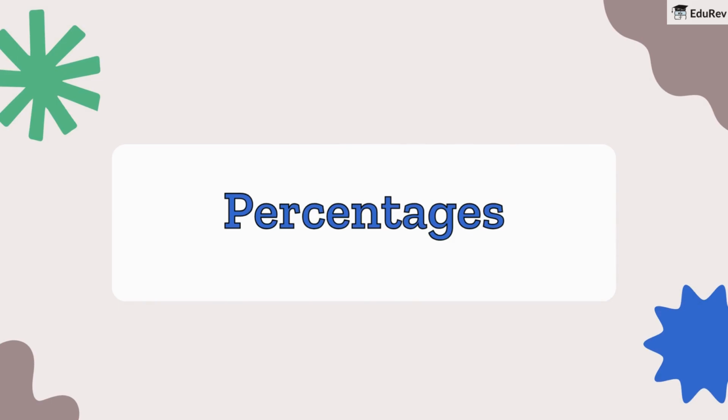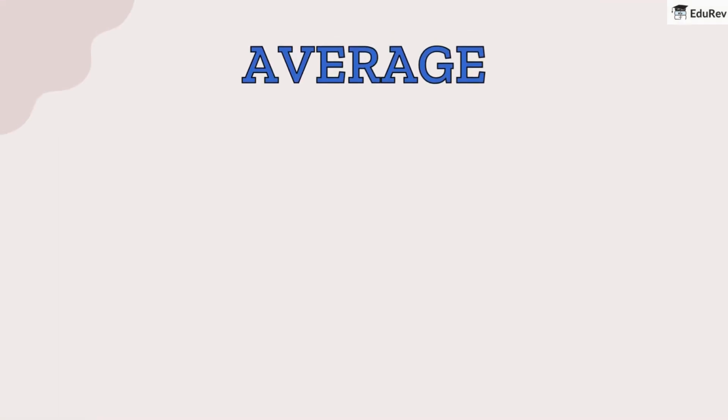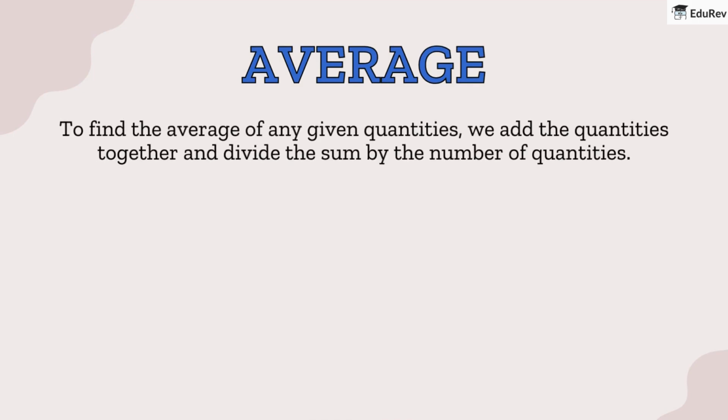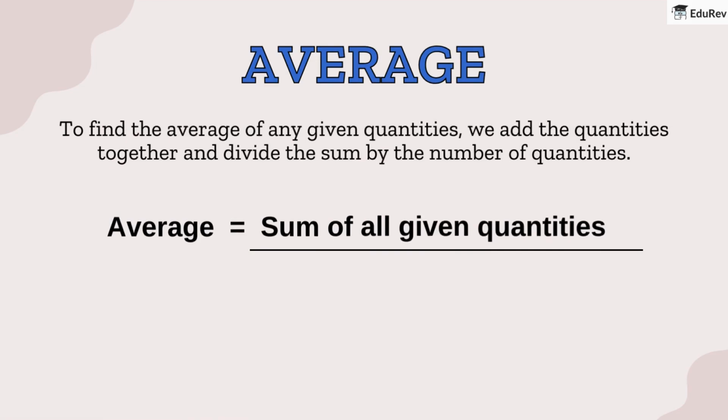So, let's get started. First of all, let's see what average is. To find the average of any given quantities, we add the quantities together and divide the sum by the number of quantities. Average is equal to the sum of all given quantities divided by the number of quantities.